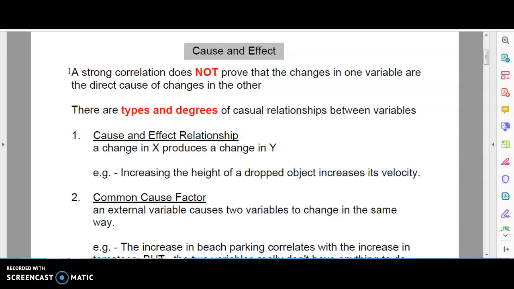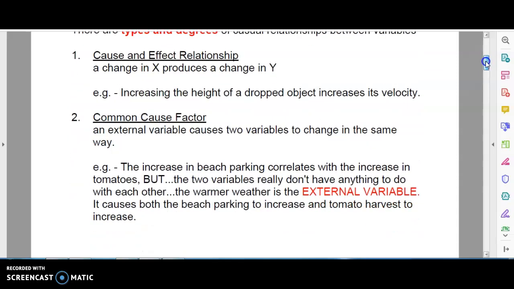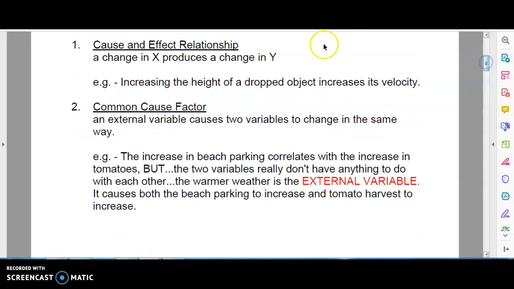Just because two variables are changing at the same time, it's not always just because one is impacting the other. It could be because the change in X impacts the change in Y, but sometimes there are other reasons as to why a change in one variable might cause a change in another. Okay, so first one, cause and effect, like I just mentioned.